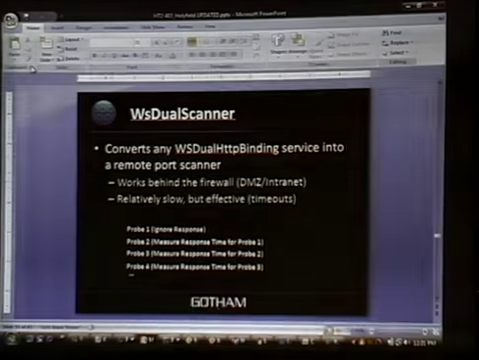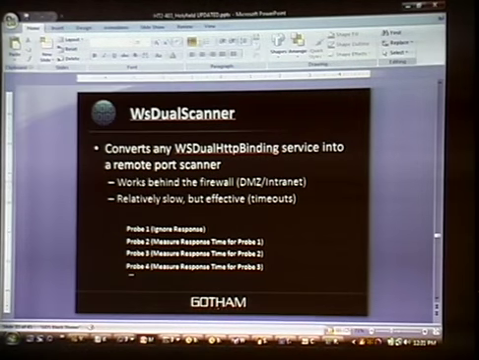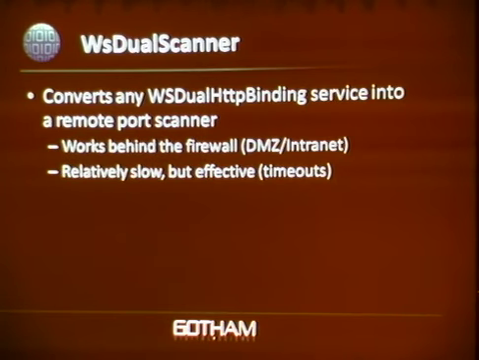In doing some research and playing around with it, I developed a crude console application that I called WS Dual Scanner. What this does is it converts any web service that's using this binding into a remote port scanner. And the cool thing is that, depending on where that web server is, you can actually start scanning other machines in the same DMZ or on the intranet through this callback request mechanism. It's a little slow, but it is effective.